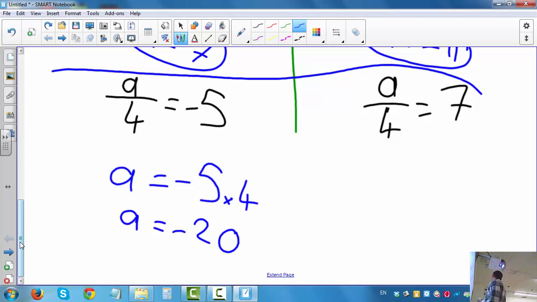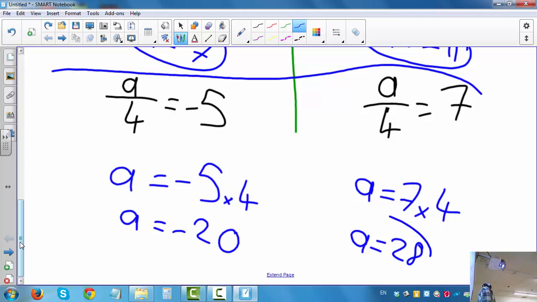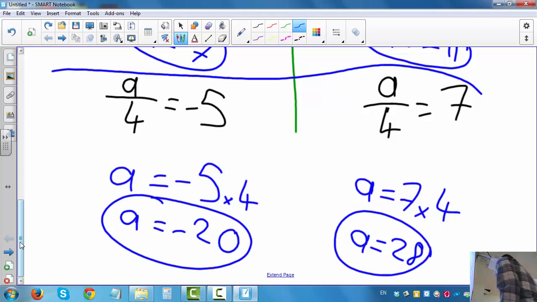And same goes over here. A equals 7 times 4. Not any negative number involved here. And A equals 28. Done. We start simple.